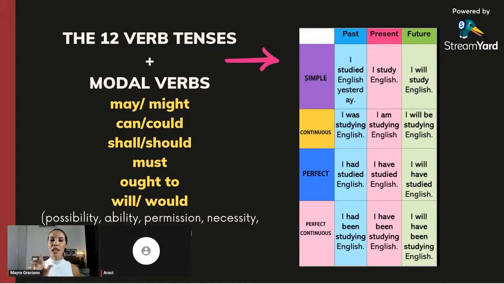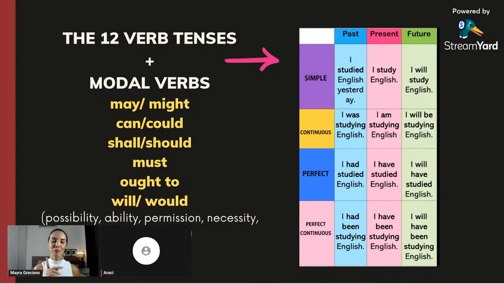And then in these three tenses, we have simple, the simple form, continuous form, the perfect form, and the perfect continuous. That's it. Besides these 12 verb tenses, we have the modal verbs. Okay, the modal verbs are those verbs that we use for possibility, ability, permission, necessity. Okay, when we use can, may, shall, should, right?